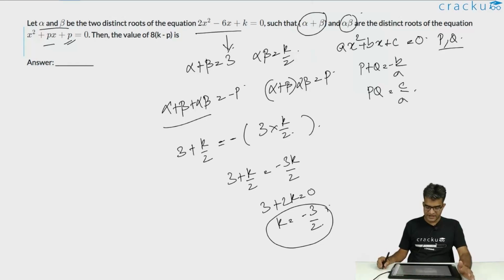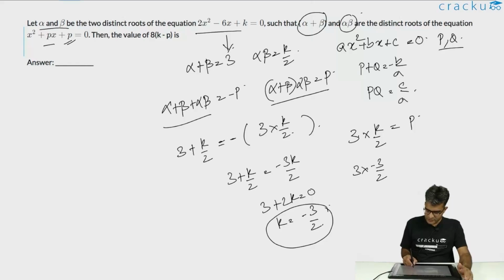Now what are we required to calculate? We are required to calculate the value of p. p is alpha plus beta, which is 3, into alpha beta, which is k by 2, is equal to p. That is 3 into minus 3 by 2, divided by 2, is equal to p. Or the value of p is minus 9 by 4. This is 3 into (minus 3 by 2) divided by 2, so 3 into k by 2 is p. So p is minus 9 by 4.